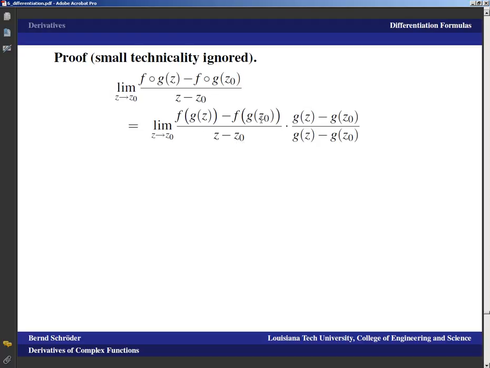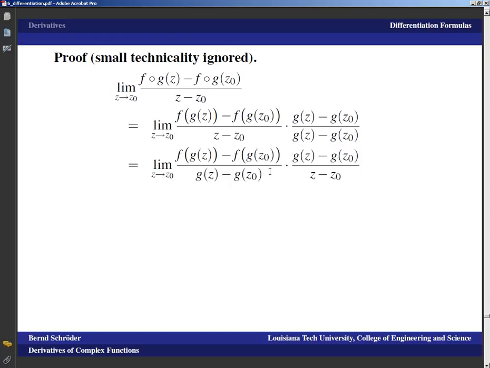Well, because g is differentiable at z0, g of z minus g of z0 goes to 0, so we could make that a denominator in a difference quotient, and of course a difference quotient g of z minus g of z0 over z minus z0 is also something that we can control, so multiplying by 1 here seems to be a good idea. Then we sort that out.